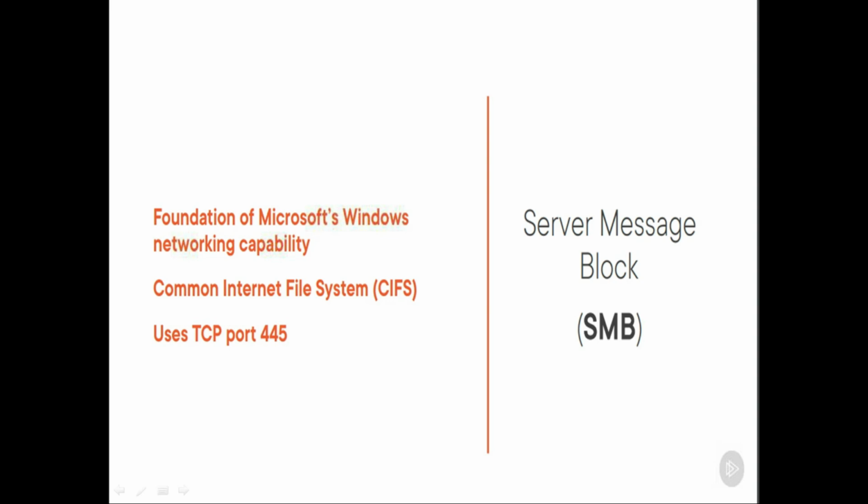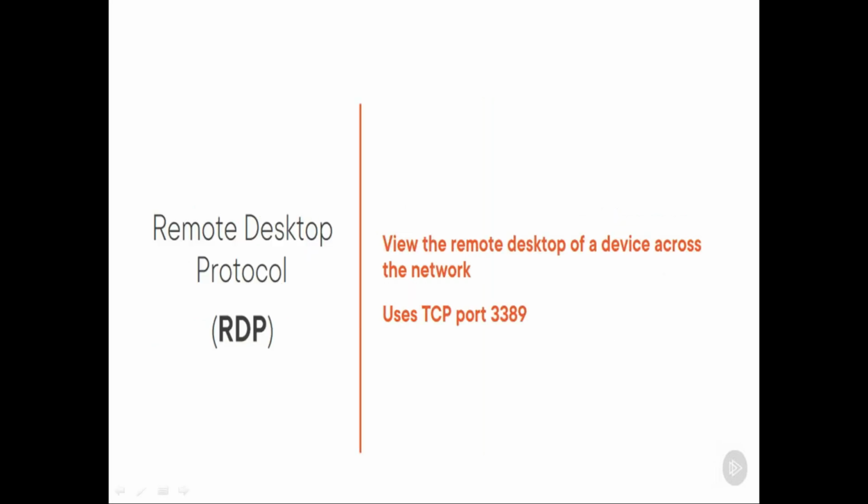Next protocol is Server Message Block, SMB. Foundation of Microsoft Windows networking capability. Common Internet File System, CIFS. Uses TCP port 445. Next protocol is Remote Desktop Protocol, RDP. View the remote desktop of a device across the network. Uses TCP port 3389.